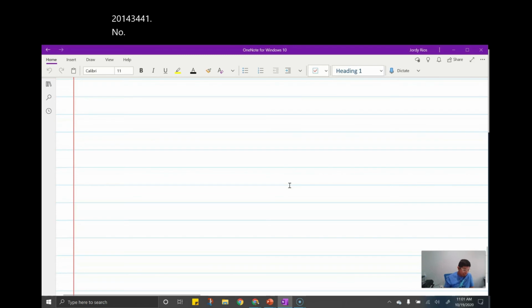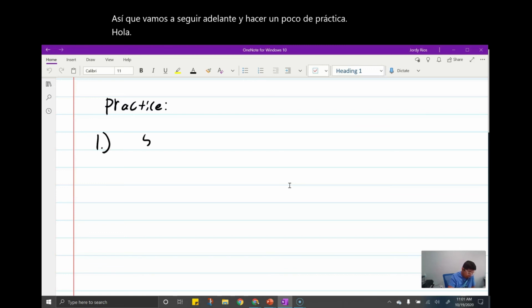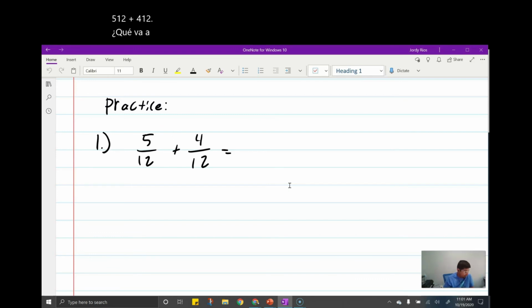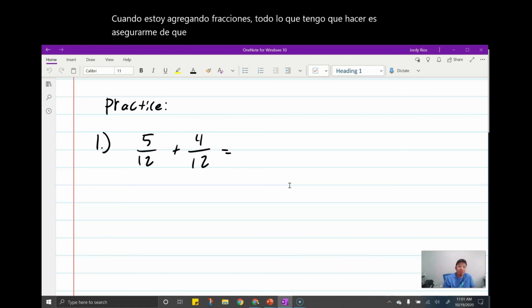Alright. So let's go ahead and do some practice. 5/12 plus 4/12. What is that going to equal? Remember, when I'm adding fractions, all I have to do is make sure my denominator is the same. 12, 12, good. And then just add my numerators. 5 plus 4, what is that? 9. Good. And then my denominator stays the same.